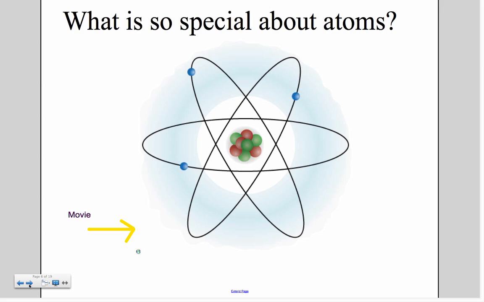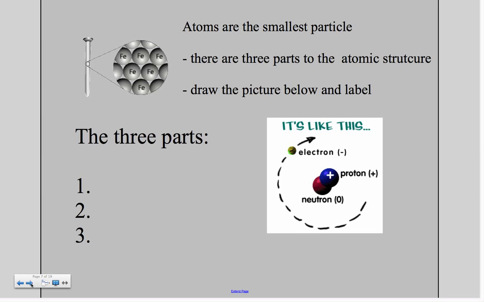So then this link will also be in the descriptions below, and I think it's a BrainPOP video about atomic structure. So these notes, if you're in class, will be given to you on a piece of notebook paper. They're photocopied for you, so you just have to fill them in.